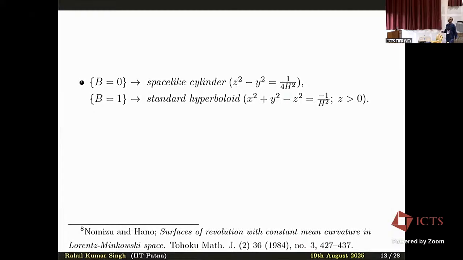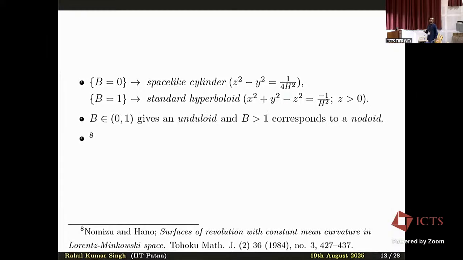You can see that these are algebraic. So a space-like cylinder is an example of an algebraic CMC surface, and then b equal to 1, the z coordinate is positive. And then for b between 0 and 1, you will have these analogs of unduloids and nodoids. This was also discussed by Nomizu and Hano, but they just considered these surfaces of revolution with constant mean curvature in Minkowski space.